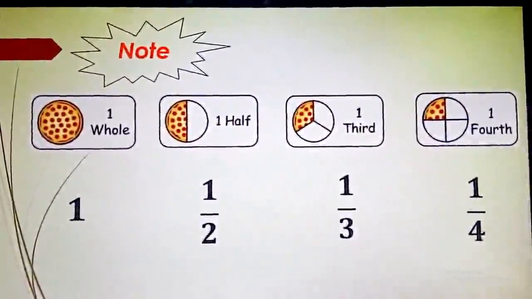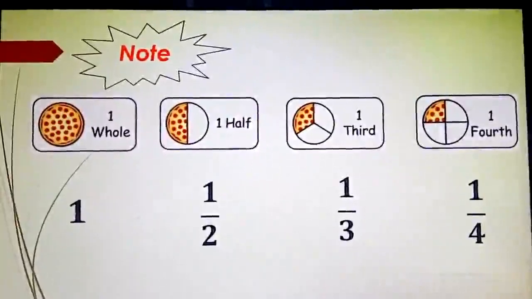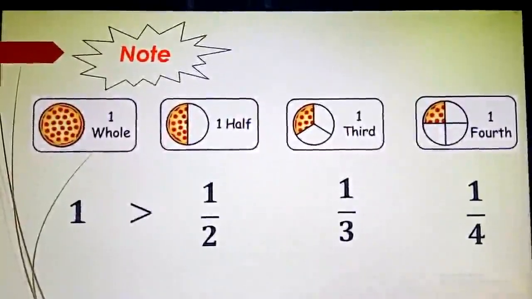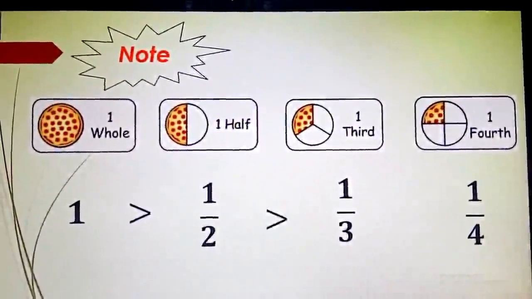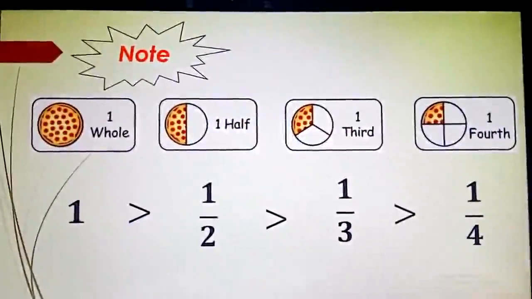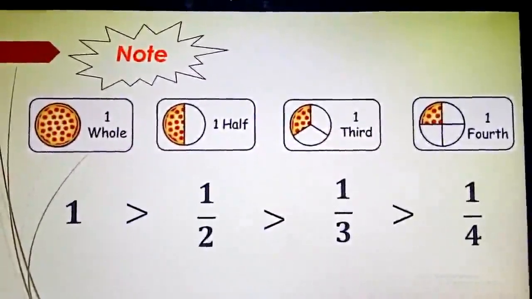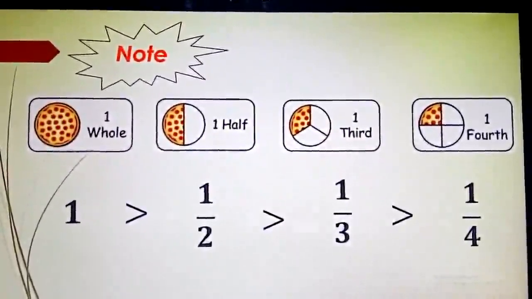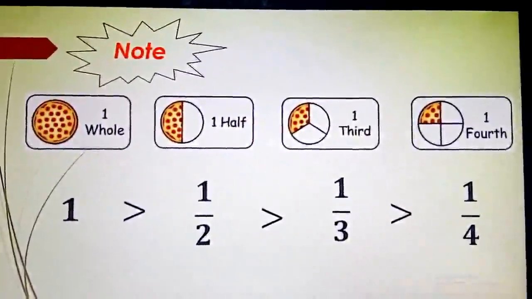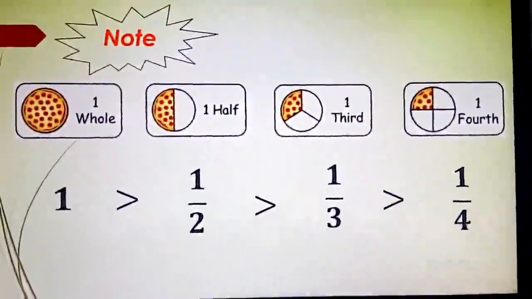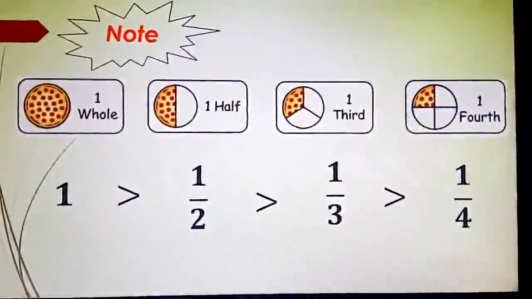Here it can be seen that 1 whole is bigger than half, and half is bigger than 1/3, bigger than 1/4. Okay, 1 is bigger than half, half bigger than 1/3, 1/3 bigger than 1/4, and 1 is bigger than 1/3. 1 is bigger than 1/4. Okay?